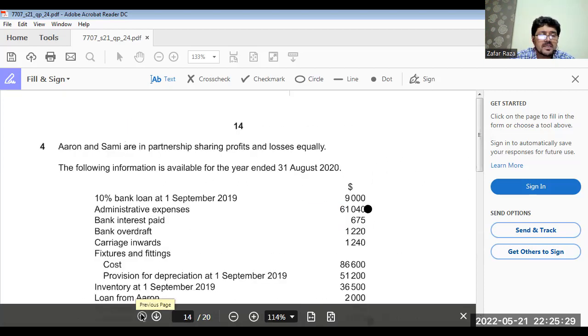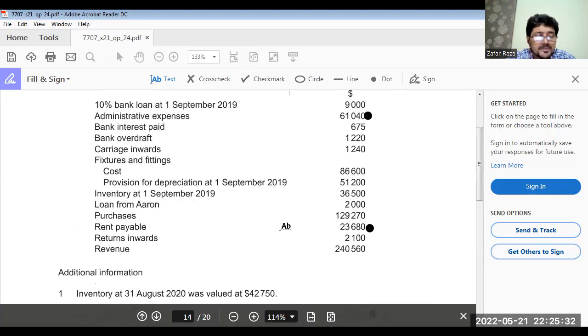Next, what is next? 10% bank loan? We have to pay. We have paid bank interest 675, but we do not take... no, no, no. First, we have to take out profit from operations. What is left now?